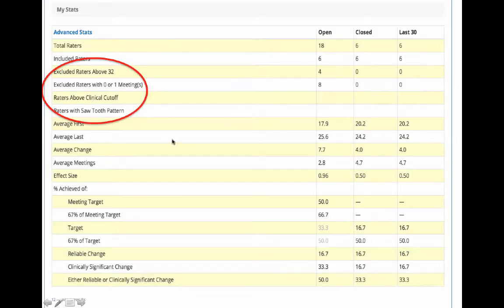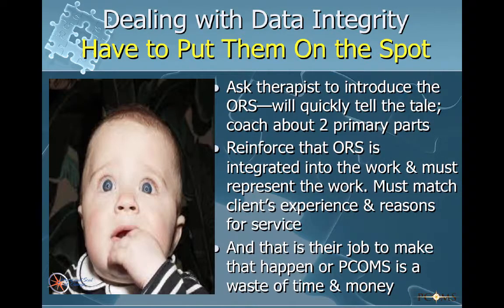And on the stats page now, it includes how many raters are above 32, how many are above the clinical cutoff, and how many have the sawtooth pattern, so that you can have that check in there. You also can then see if your therapists are improving over time with that and getting better at how they are integrating PCOMS into their clinical work. It's hard, but putting them on the spot probably will make it happen more quickly.